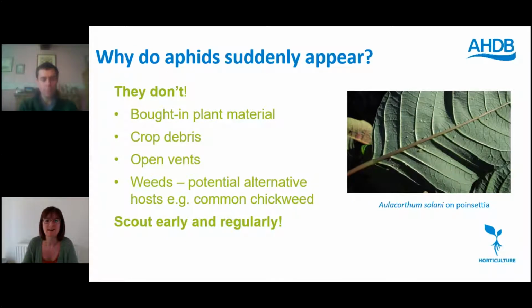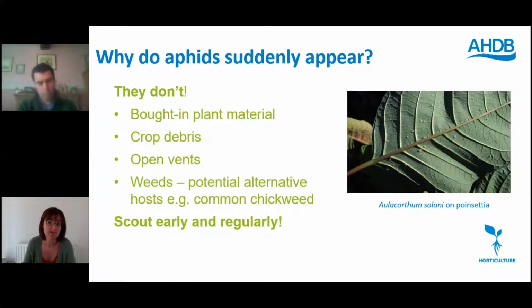Looking at why aphids suddenly appear: in truth, they don't, but it's not normally until you start to see a large infestation that you become aware the aphids are there. So it seems like they've suddenly appeared, but it only takes one or two to go unnoticed, and suddenly that can build up into many, many aphids that are then going to cause you an issue. So where can they come from in the first place?